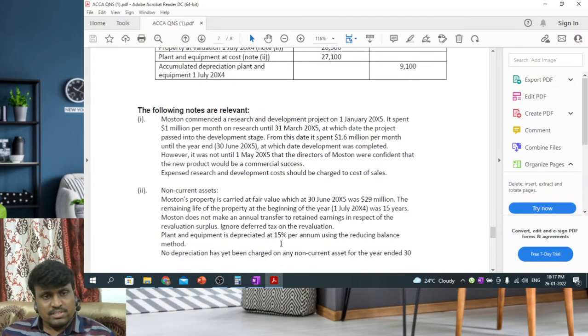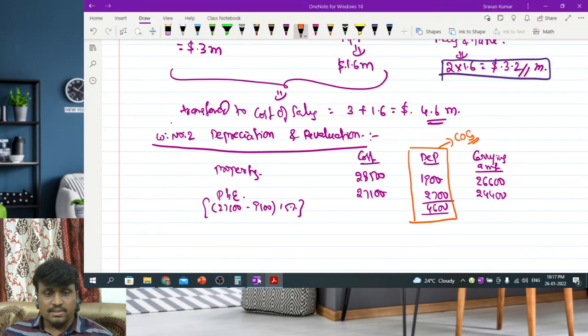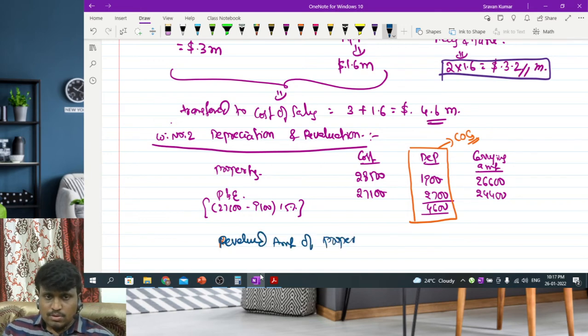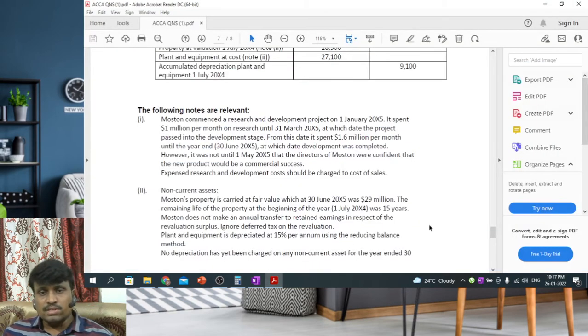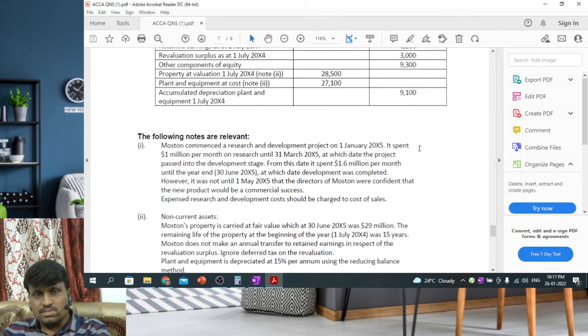And another point specified in this situation is revaluation. Revaluation happened on 30th June 2005. What is the property cost? 29. Then what is the revalued amount of property? Plant and machinery is not revalued, right? How much amount? 29 million. So we need to convert, right? These are mentioned in thousands.